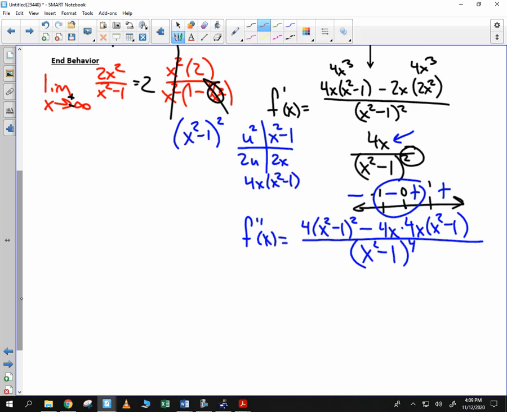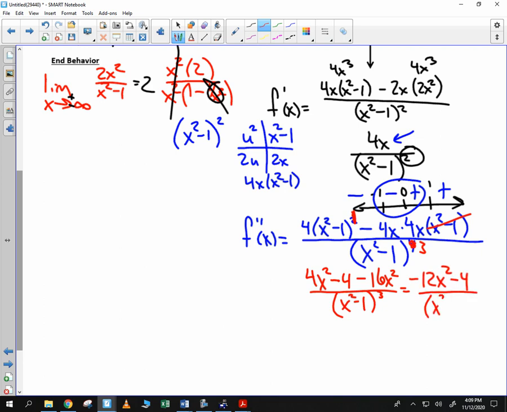Notice how they all have an x squared minus 1. So we will take one of them out. You have 4x squared up top, minus 4, minus 16x squared, over x squared minus 1 cubed. That would be negative 12x squared minus 4 over x squared minus 1 cubed.